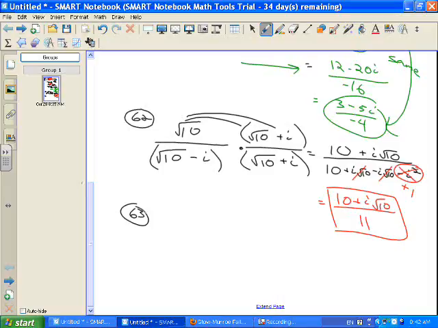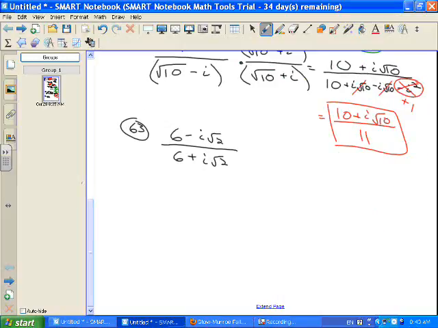And the last one, you guys wanted to see: 6 minus i square root of 2 over 6 plus i square root of 2. What am I going to use for a conjugate? 6 minus i square root of 2. All right, so FOIL these.